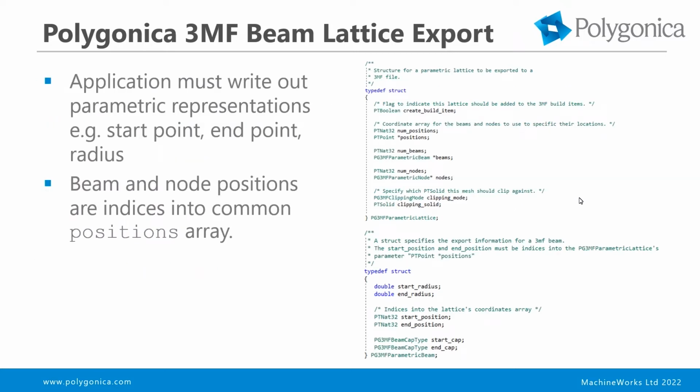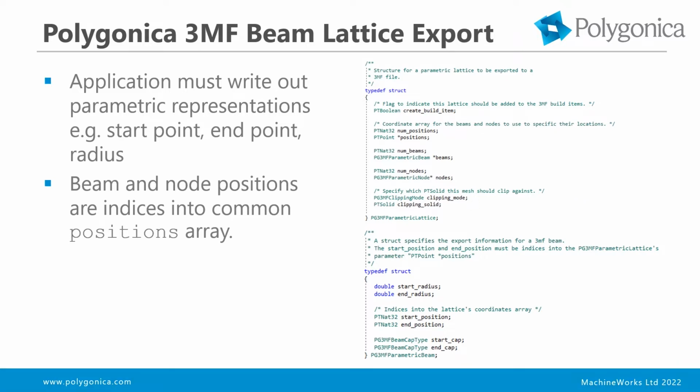For export, the application must create a parametric representation using the PF3MF parametric lattice structure. This has a positions array of 3D coordinates, and beam and node positions are indexed into this array. You can also see the structure for a parametric beam below, with a start and end radius, a start and end position indexed into the main positions array, and information about the type of the start and end caps.